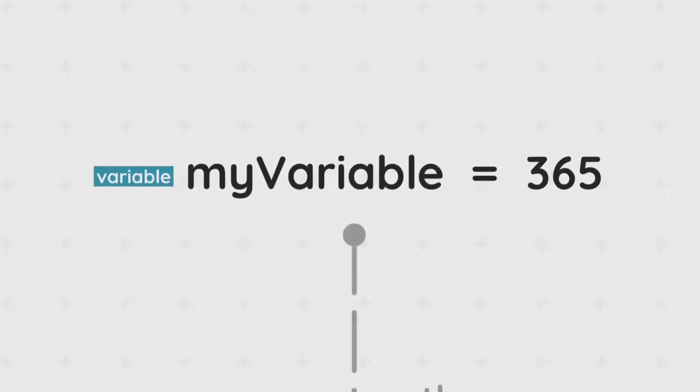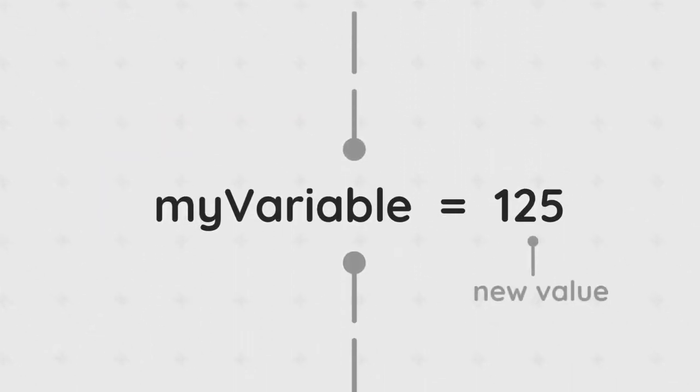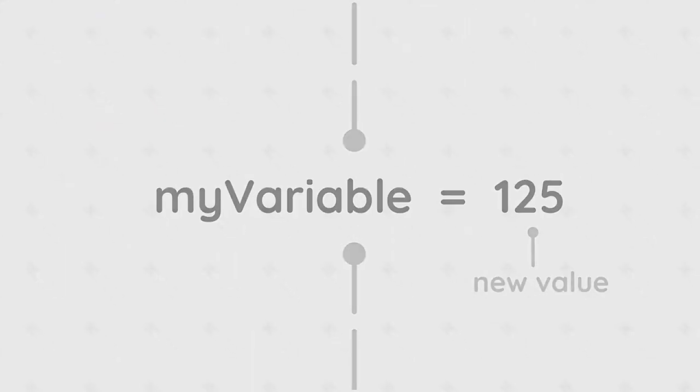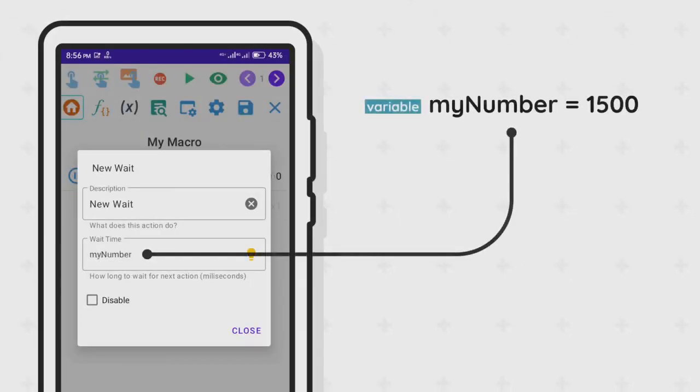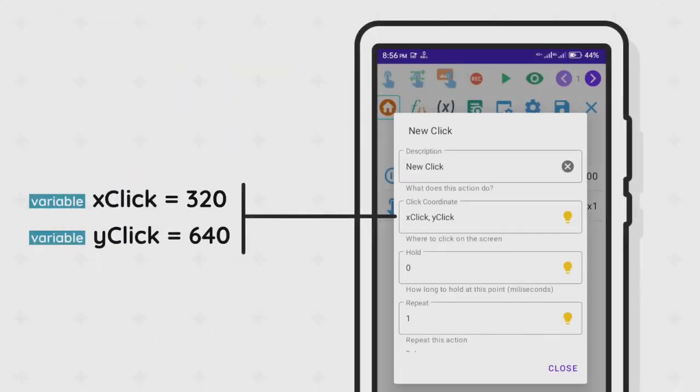Also, a variable's value can be modified at any point in the macro, even with a different value of another data type. One advantage of using variables is that the value of a variable can be passed into any option in Macrorify that accepts values of that data type. An example is controlling the coordinates of click points with variables.